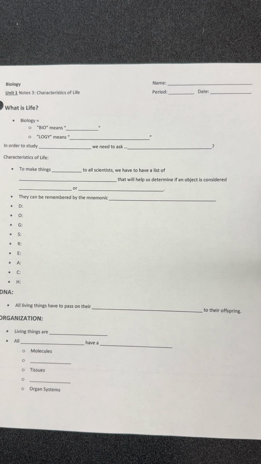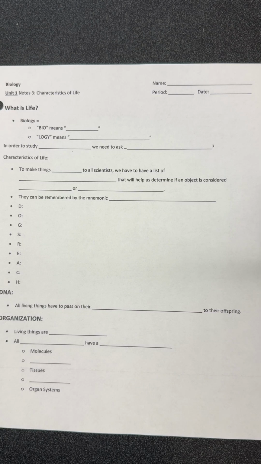Alright, everybody, this is your characteristics of life notes for Unit 1. We're going to look at what life really is. How do you know that something is living? How do you know that something is characterized by having all of those little elements to make it a living thing?